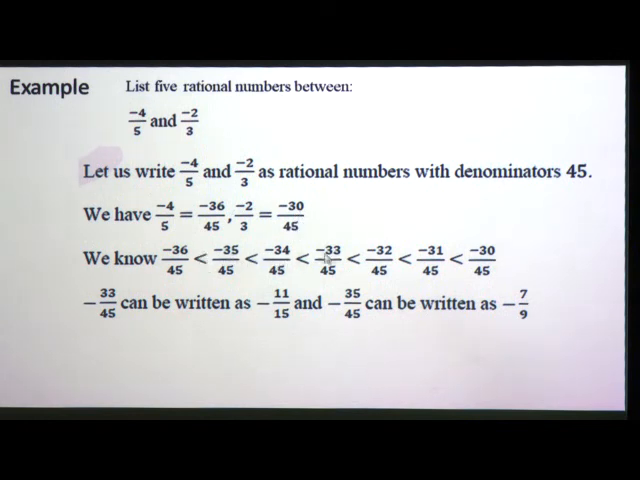What are the numbers in between these two rational numbers? The word between means we have to consider these 5. So, minus 33 upon 45 can be written as minus 11 upon 15. How? We made it into its simplest form. If it is possible to reduce, we can reduce and make it into the simplest form, and minus 35 upon 45 can be written as minus 7 upon 9.